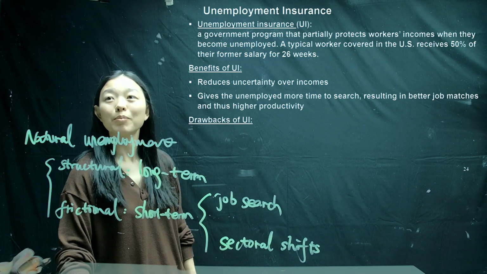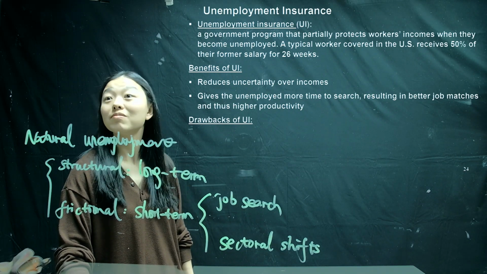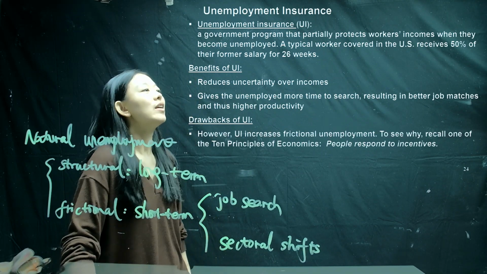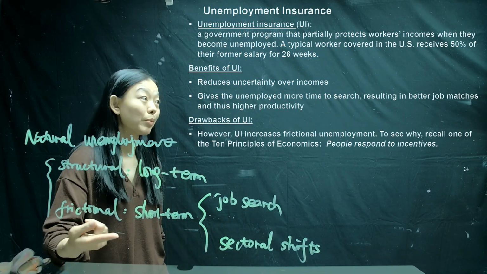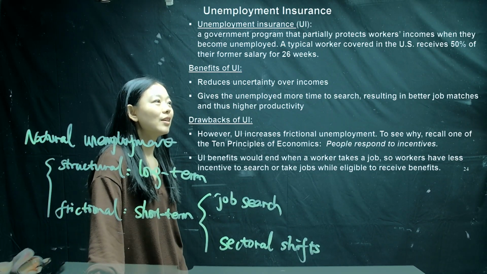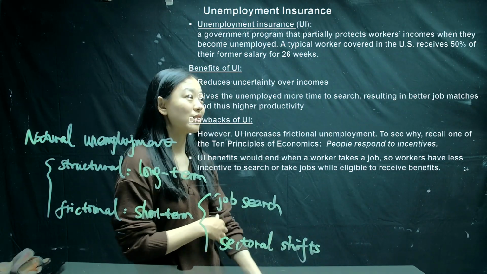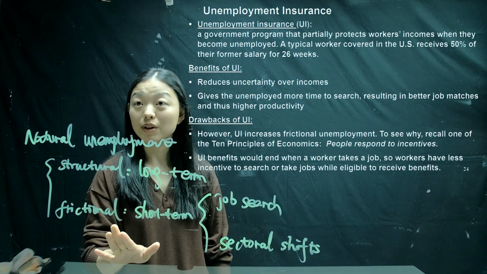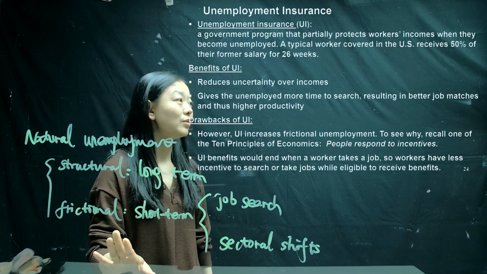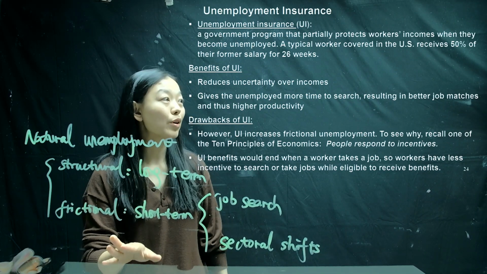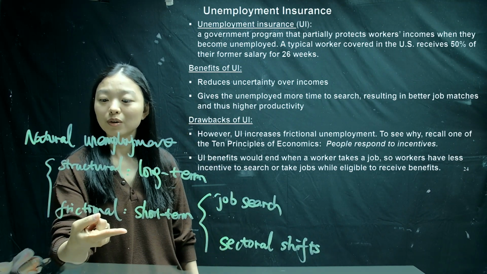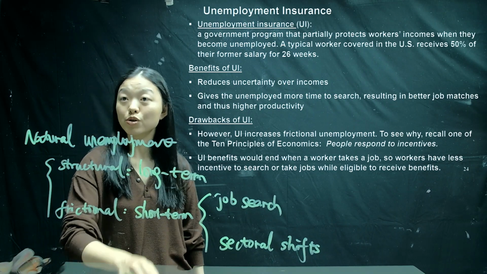The biggest drawback of unemployment insurance is that it will probably also discourage workers from finding a job immediately, right? So unemployment insurance increases frictional unemployment because people who receive it have no incentive to search for a job immediately. We know it has very good benefits, but it also will increase frictional unemployment in the short run.